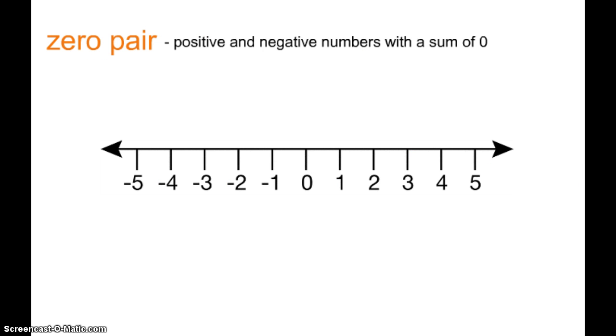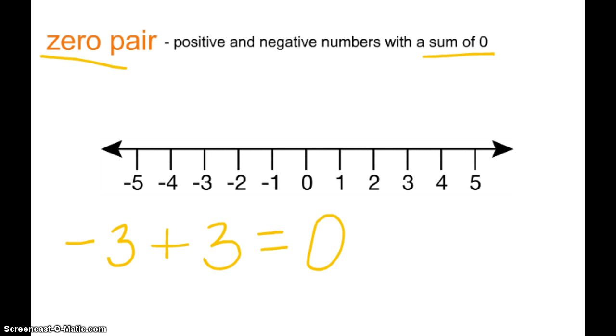Zero pair. A zero pair is a pair of numbers, two numbers that have a sum of 0. In other words, when you add them, you get 0. For example, we could take the opposites, negative 3 and 3. That would be a zero pair, because if we add 3 to negative 3, we get 0. So here's negative 3, and we add 3, 1, 2, 3, we get 0.